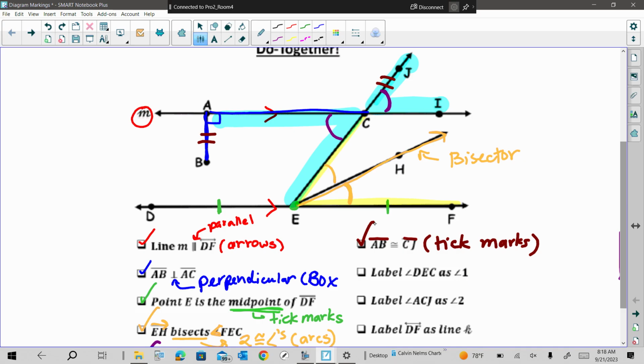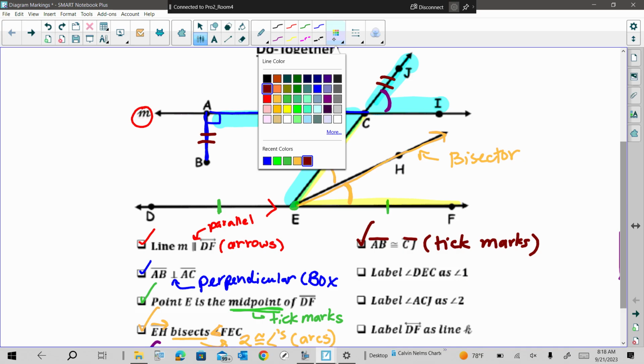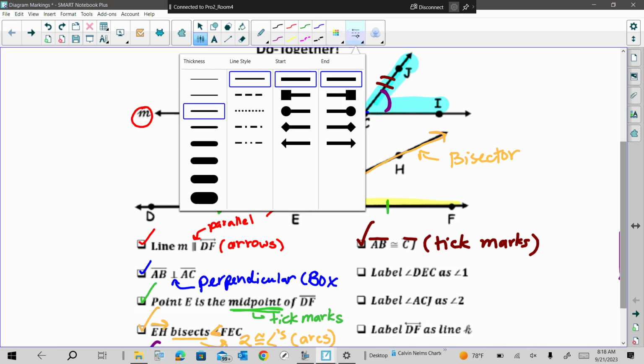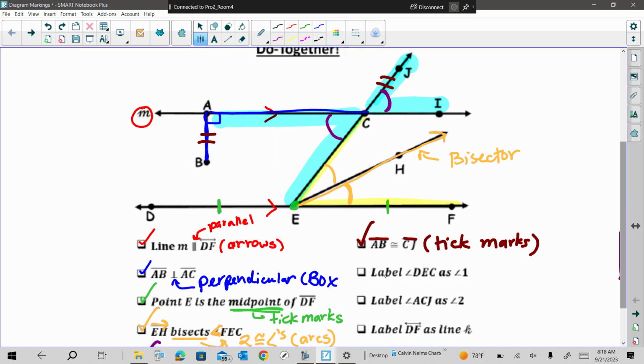Now, the rest is just labeling, because it says right here, they want you to label the angle DEC as angle 1. So this means we have to put the number inside the angle. So I find angle DEC. Here's my D to EC. Angle 1 has to be inside where the vertex E is. So there's my number 1 right there. So we labeled that one.